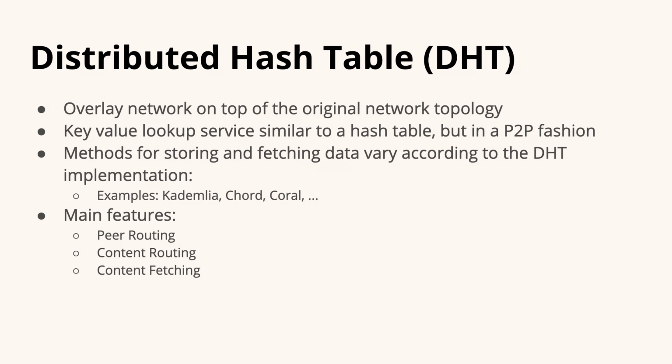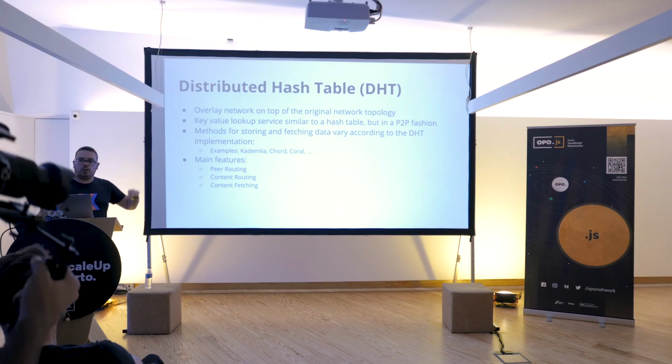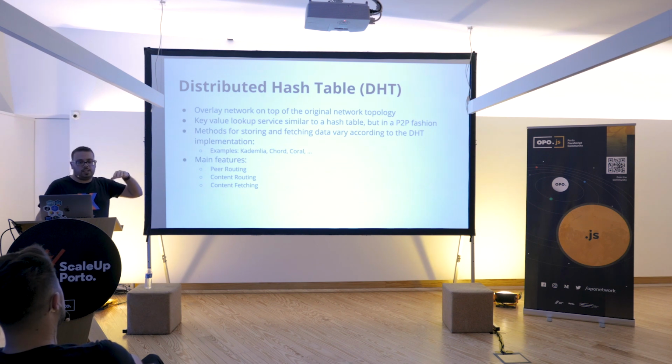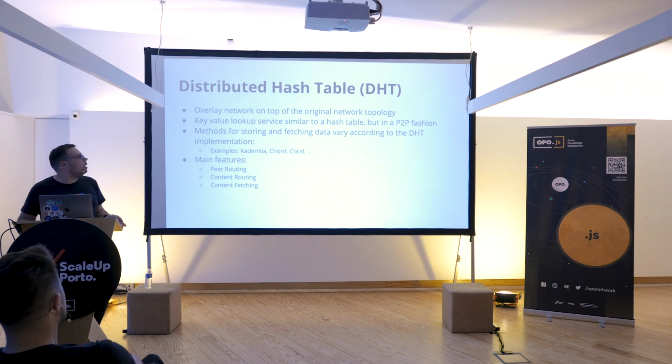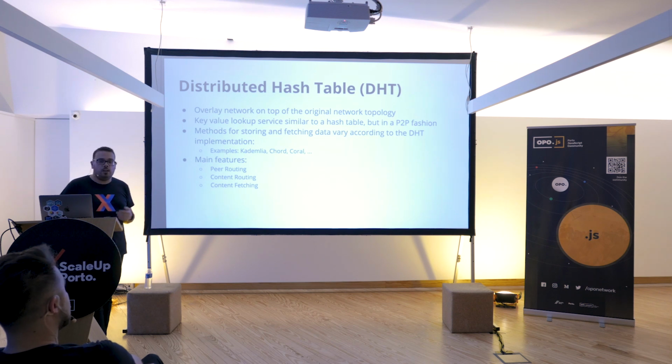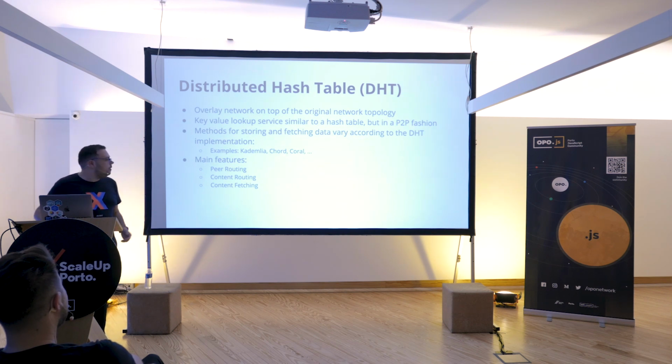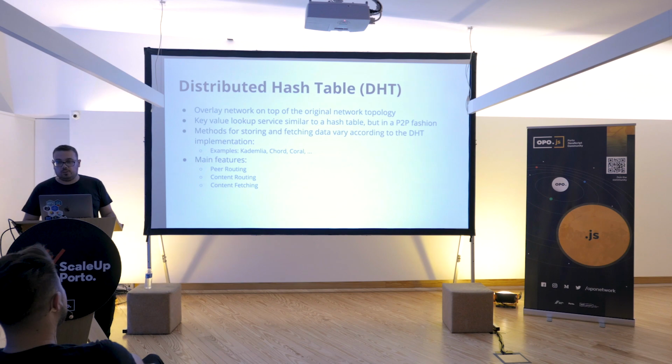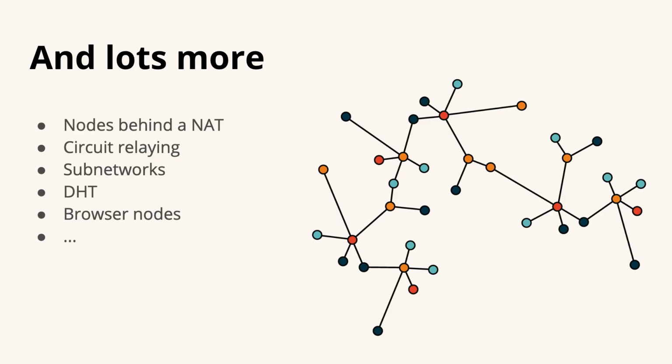I will go quite brief for the DHT, as it's a really complex topic. But basically, it is an overlay network on top of the network topology in a way that the physical connections are not the connections that we see in the DHT side of things. It's a key value lookup service similar to a hash table, but in a peer-to-peer fashion. And you basically can do peer routing, content routing, and content fetching with it, and the way that the data flows around is according to the algorithm. So there is Kademlia, Chord, Coral, among others, and I will not explain because each one would be different.